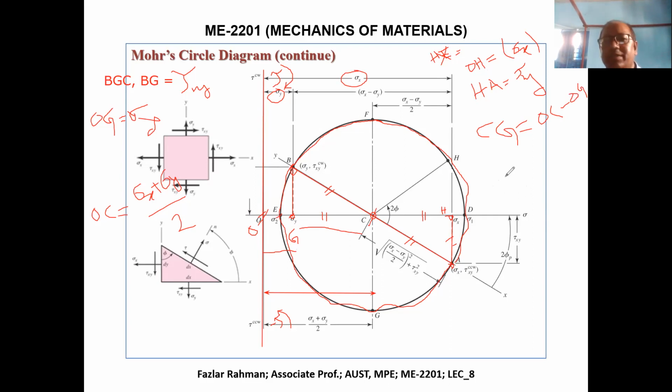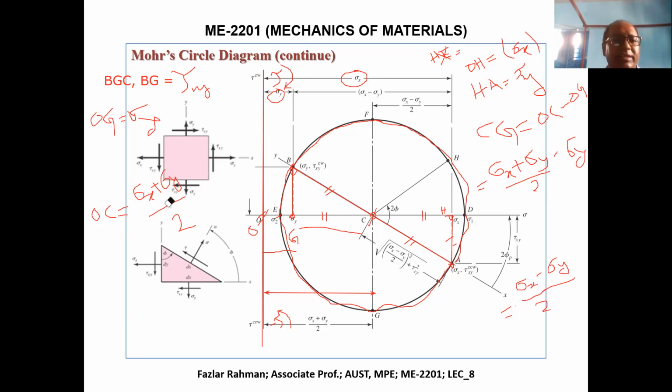Now OC equal to how much? OC equal to sigma x plus sigma y divided by 2 minus OG. How much is OG? OG is sigma y. If you simplify that, you will get sigma x minus sigma y divided by 2. So this is my OG. So you see, we got BG.